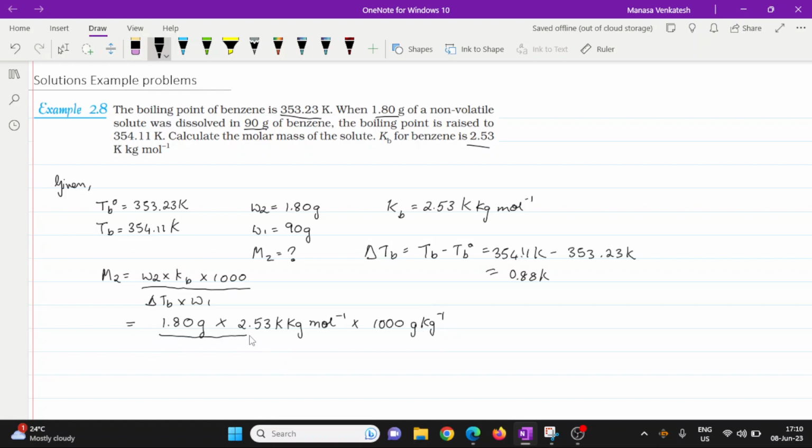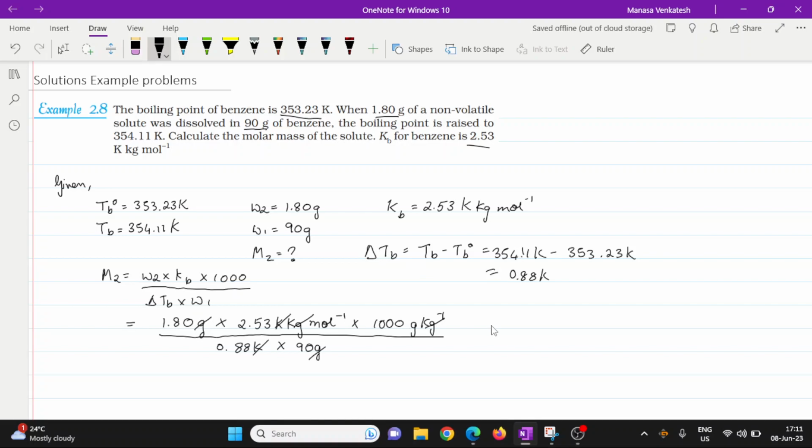And whole divided by delta TB, which is 0.88 Kelvin. Oh no, I hope my computer does not die right now. Into 90 grams. As always, we start with the units. So gram and gram get cancelled. Kelvin and Kelvin get cancelled. Kilogram and kilogram inverse get cancelled. So we are left with grams per mole, which is exactly what we want.